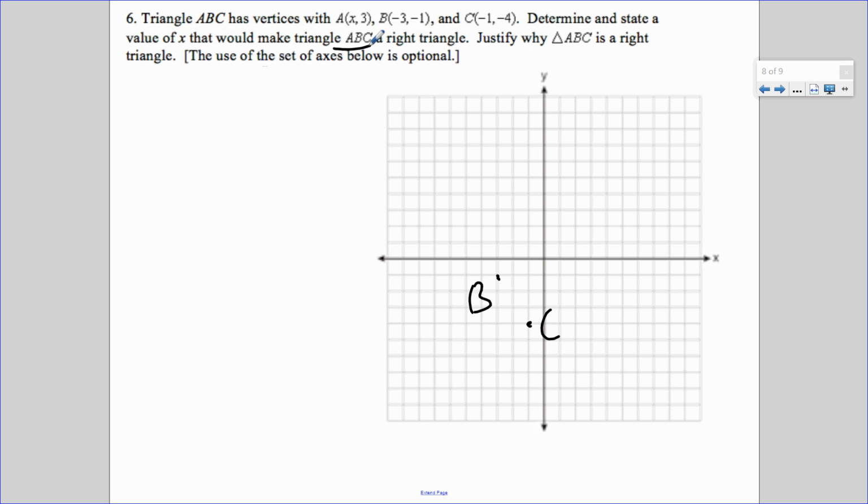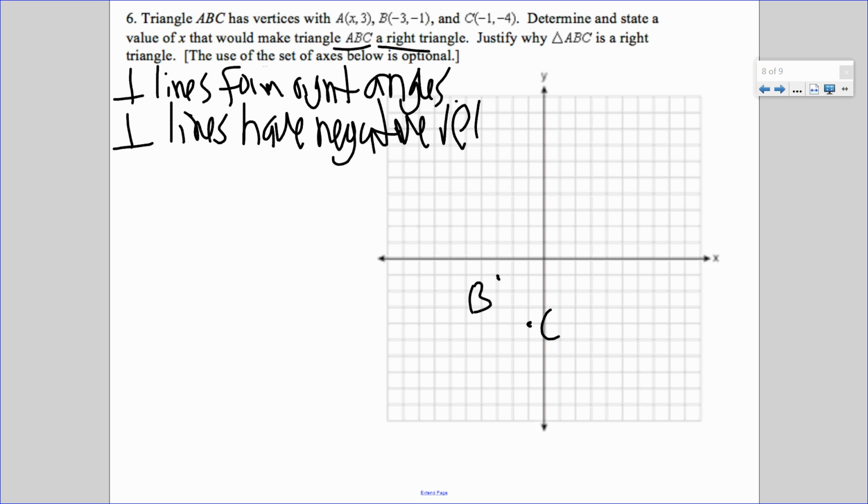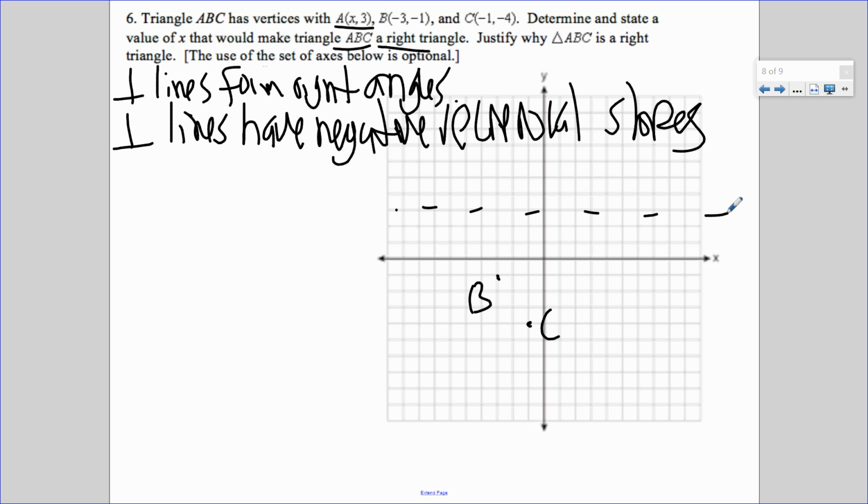So we did this. I know that a right triangle has a right angle. I know that perpendicular lines form right angles, and I also know that perpendicular lines have negative reciprocal slopes. So I know that A's got a y value of positive 3, so I'm going to put a little dashed line there at 3. I want to make my right angle at B, so I need to first find the slope of BC.